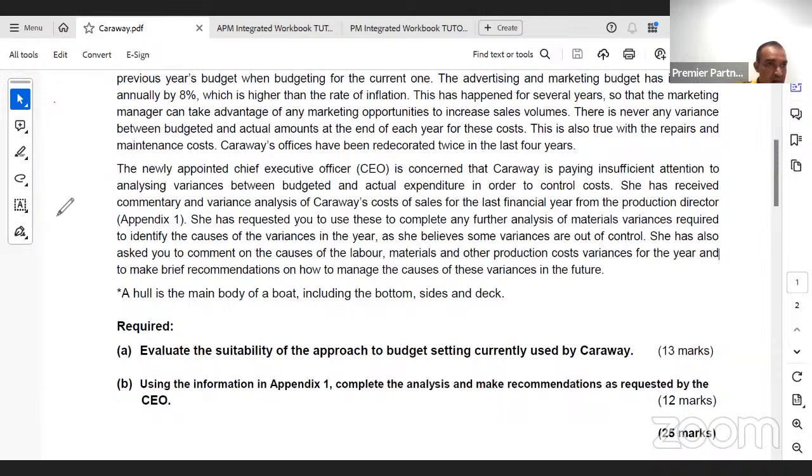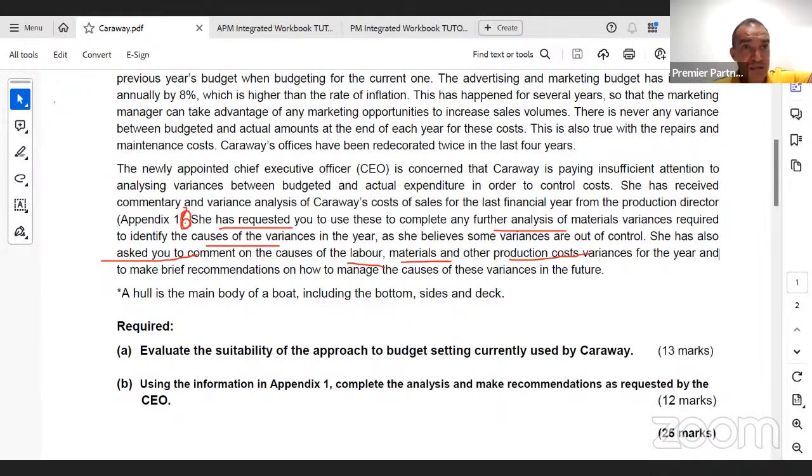All right, done reading? Now look at this. This is where the work starts. She has requested you to use this to complete any further analysis. We need to do some further analysis. Right? First part, material variances required to identify the causes of the variances in the year, as she believes some variances are out of control. She has also asked you to comment on the causes of labor, material, and other production cost variances.